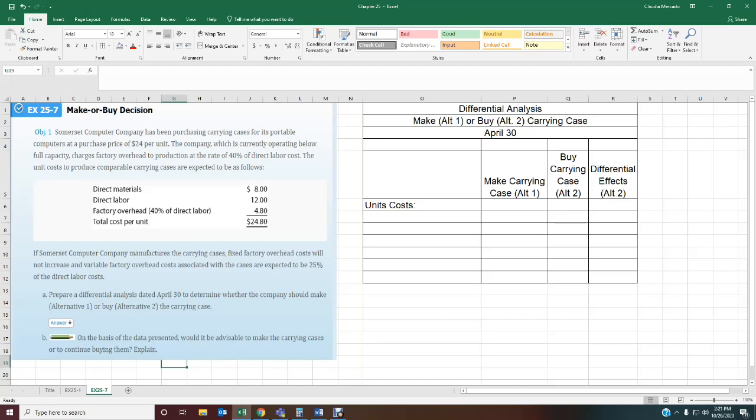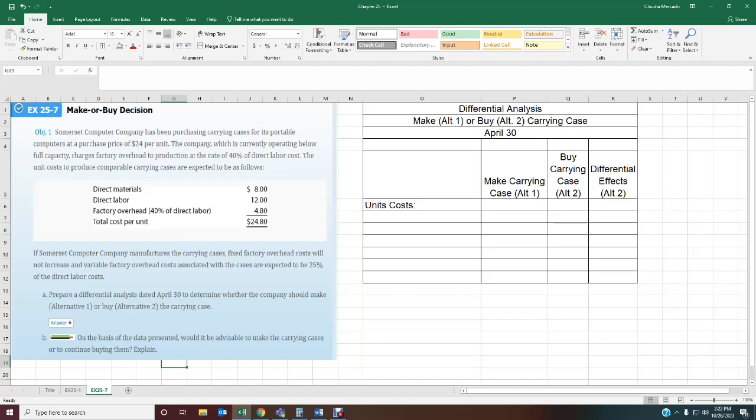If Somerset Computer Company manufactures the carrying cases, fixed factory overhead costs will not increase, and variable factory overhead costs associated with the cases are expected to be 25% of the direct labor cost. Requirement A. Prepare a differential analysis dated April the 30th to determine whether the company should make, alternative 1, or buy, alternative 2, the carrying case. So I've got my differential analysis, make or buy decision, and this is dated April the 30th.